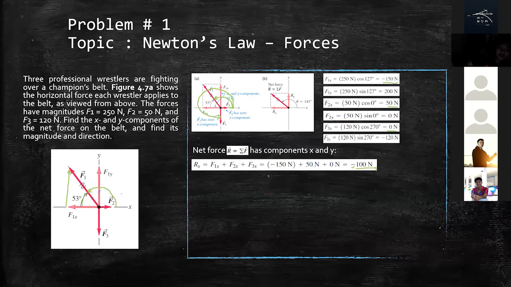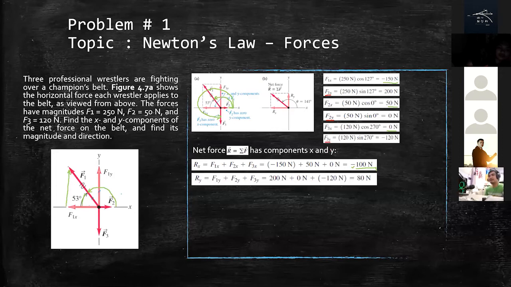So let's solve for the Ry now. So for Ry, that is the sum of your F1y, F2y, and F3y. So the value is 200. The next one is 0. And we have a negative 120. That's why we have 80 Newton.